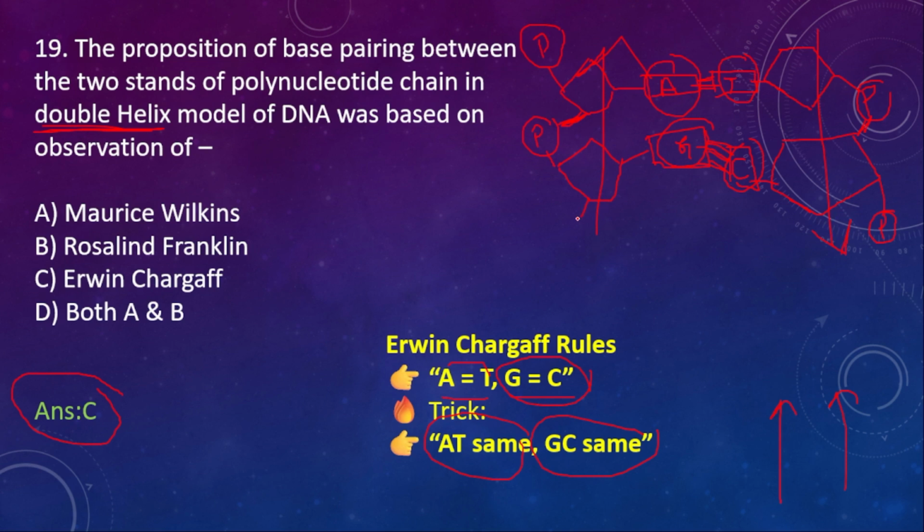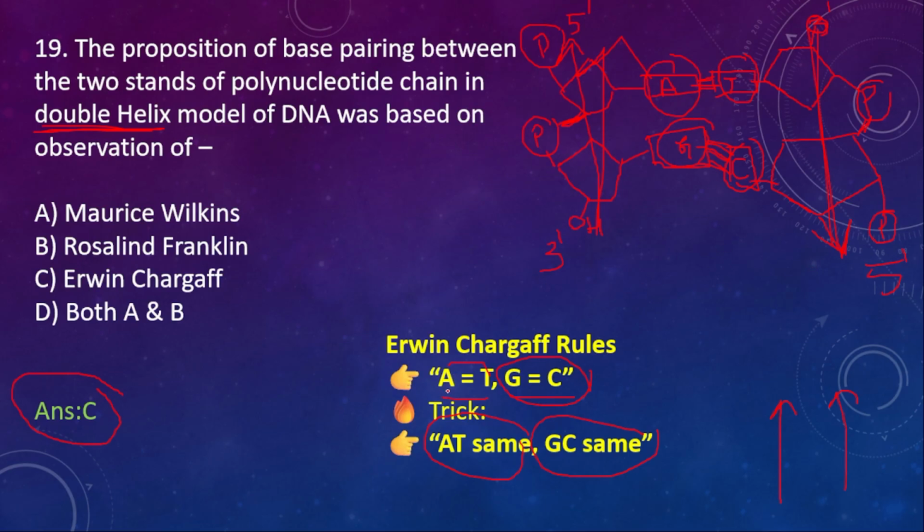See here, the free end is OH. If OH is free, what is that end called? 3 dash. If phosphate is free, then it is called what? 5 dash end, isn't it? So let me ask you a question, what is free here? 3 dash is free, so this end is 3 dash. Here phosphate is free, so what is it called? 5 dash end, isn't it? So this is running in one direction and this one is running in the other direction. That's why they are called anti-parallel.